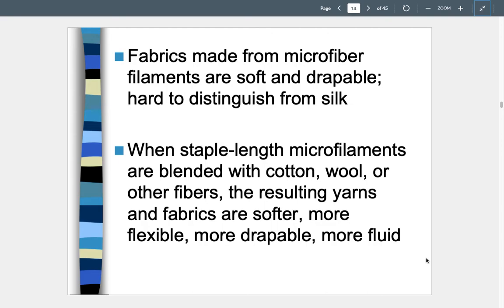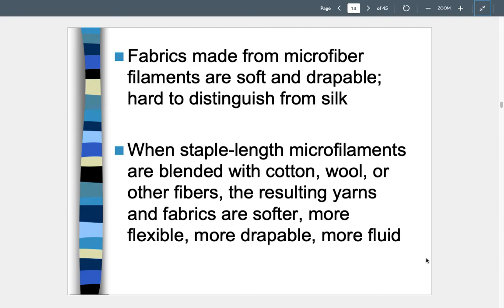Fabrics made from microfiber filaments are soft and drapable, and they're hard to distinguish from silk. When you have a microfiber filament, it's actually being made smaller than the diameter of silk naturally, so it's hard to tell. It's going to be very soft, very drapable. If you then cut it into staple length and then spin it, it's not going to have those same characteristics. So again, there are pros and cons to doing it. There are reasons why you may want to, but typically we keep those microfibers when they're filaments. We keep them filament length.